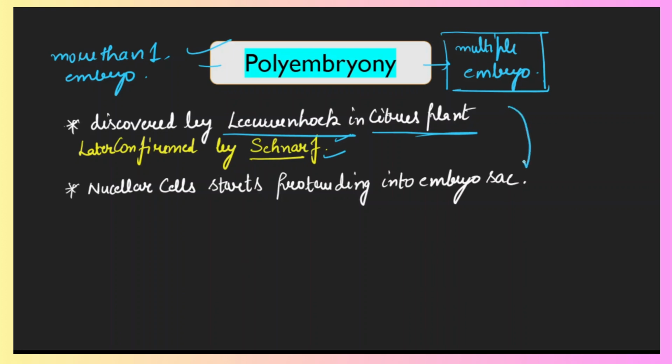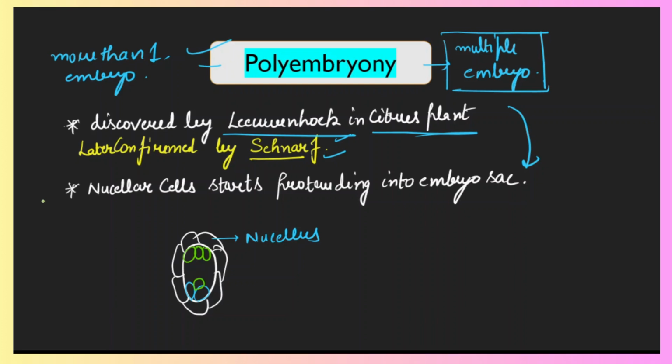What happens in the polyembryony? Look at this diagram. This is an ovule, and the ovule is covered by the nucellar cells, which is the mass of cells present compactly around the embryo sac. This is the nucellus, and inside it we know that there are 3 antipodal cells and 2 synergid cells, and in the middle of the synergid cells the egg cell is present.